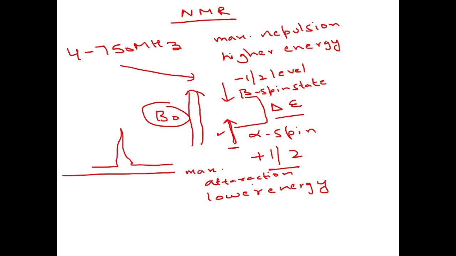The lower energy level is known as alpha spin state, or the plus half level, whereas the other orientation, which is at higher energy, is called beta spin state or minus half level, and there maximum repulsion will be there. And at the alpha spin state, we will have the maximum attraction. So this energy gap is created, and the radio frequency waves in the range from 4 to 750 megahertz have sufficient energy to fill this gap, and absorption will occur, and then we will have the peak in the NMR spectra.